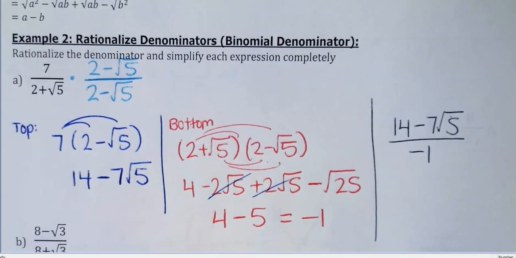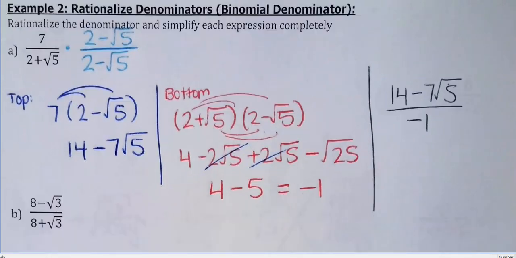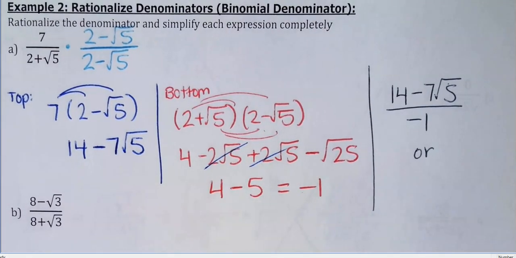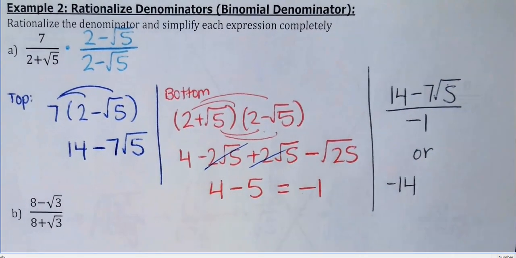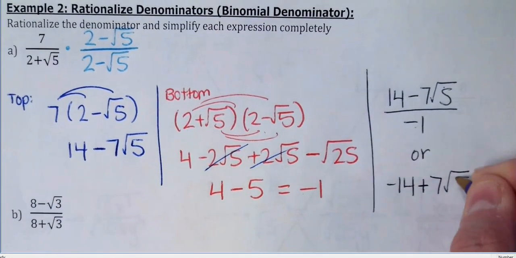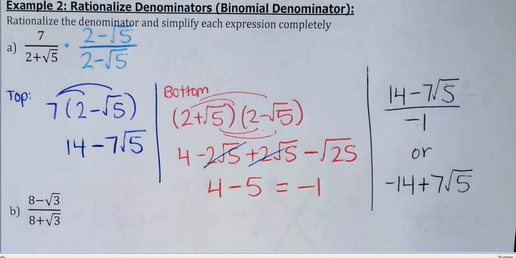Now, I would completely take that as your answer, or if you want to, and sometimes this happens, sometimes it doesn't, if you could actually divide the terms on top by what's on the denominator, you're allowed to do that. So 14 divided by negative 1 would just be negative 14. Negative 7 divided by negative 1 would just change that into plus 7 roots of 5. Most of the problems you can't do that. Most of the problems you're going to have a numerator and denominator. But in that case, if you can actually divide, you are allowed to do that. So I would take either one of those answers.